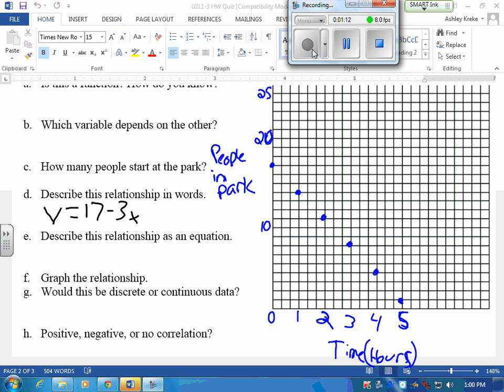We labeled the y-axis people in the park because that's the dependent variable. We went up by 1 because that was the easiest for us to do. Then on the x-axis, we labeled it time in hours because the graph says hours, and that's the independent variable. And we went up by 3 because we wanted it to look like for every hour, 3 people left.